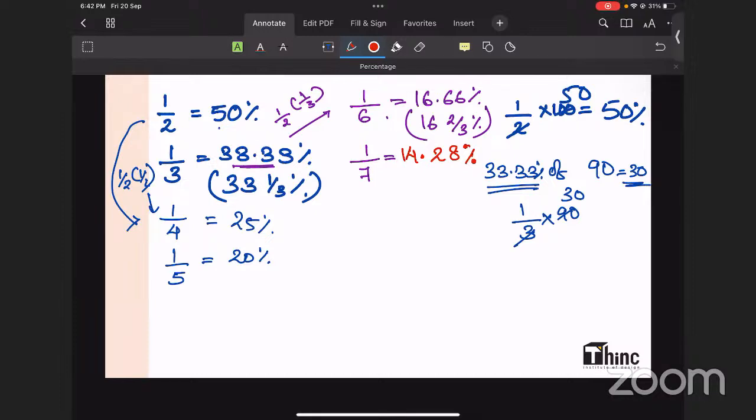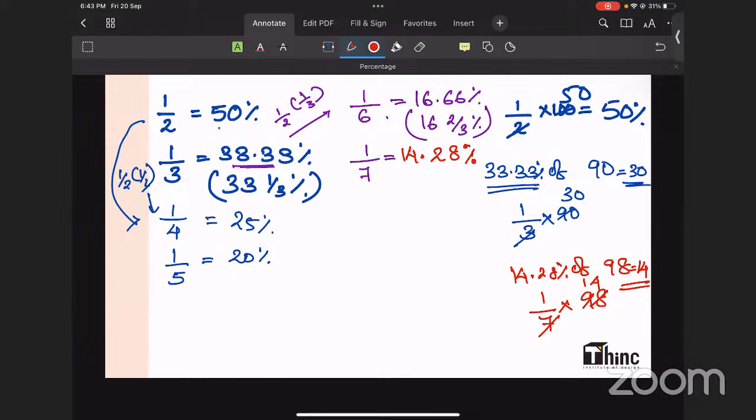Now I'll come to the answer of the question which I asked. 14.28% of 98. Okay. See, the equivalent term of 14.28% is 1 by 7. 1 by 7 into 98. So over here, 98 divided by 7 is 14. So the right answer was 14. Okay. So this is smart work.